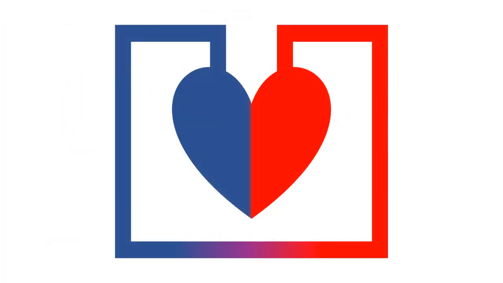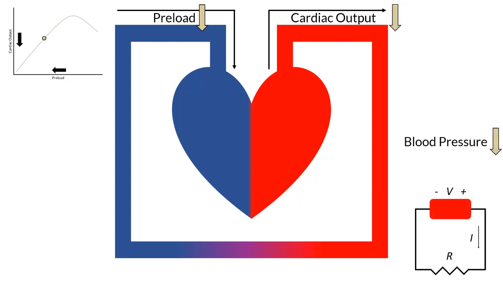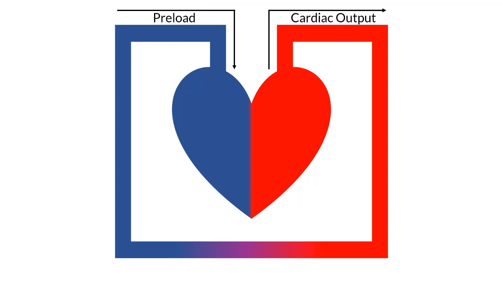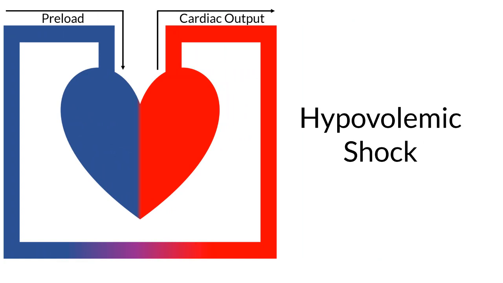Recall that cardiac output depends on preload, as described by the Starling curve. As preload decreases, so decreases cardiac output, taking us from here down to about here. When inadequate circulating blood volume leads to decreased preload, which thus reduces cardiac output, blood pressure is reduced according to Ohm's law. When this leads to end organ injury, this is called hypovolemic shock.